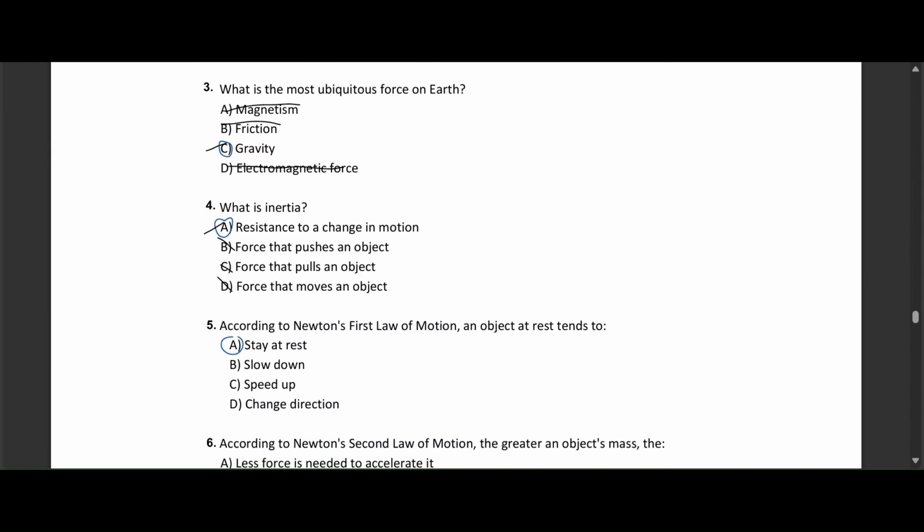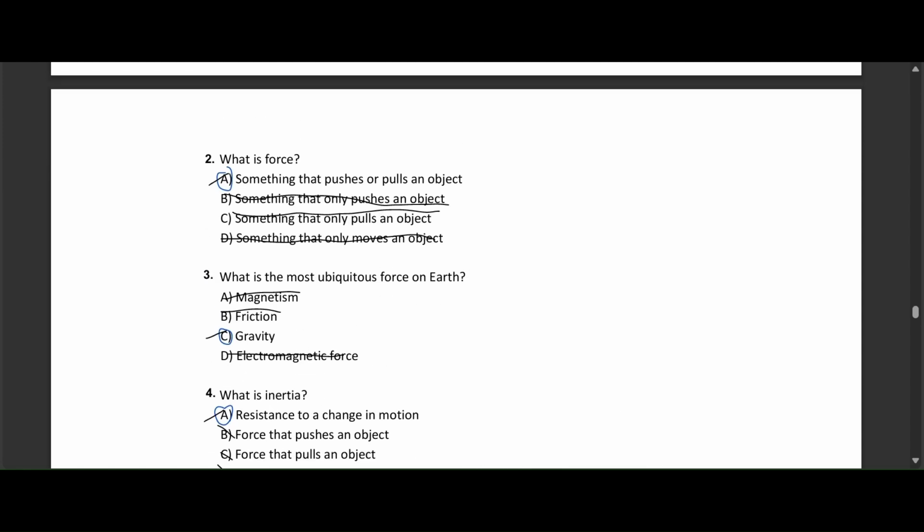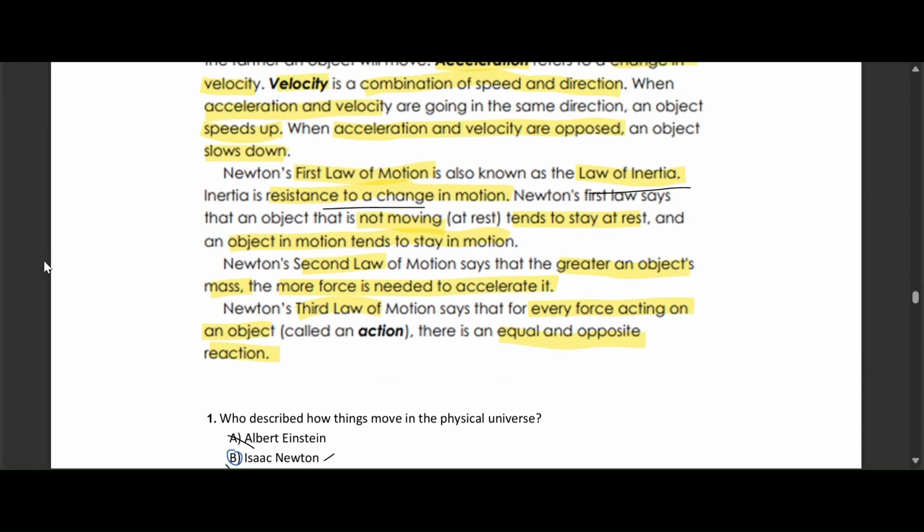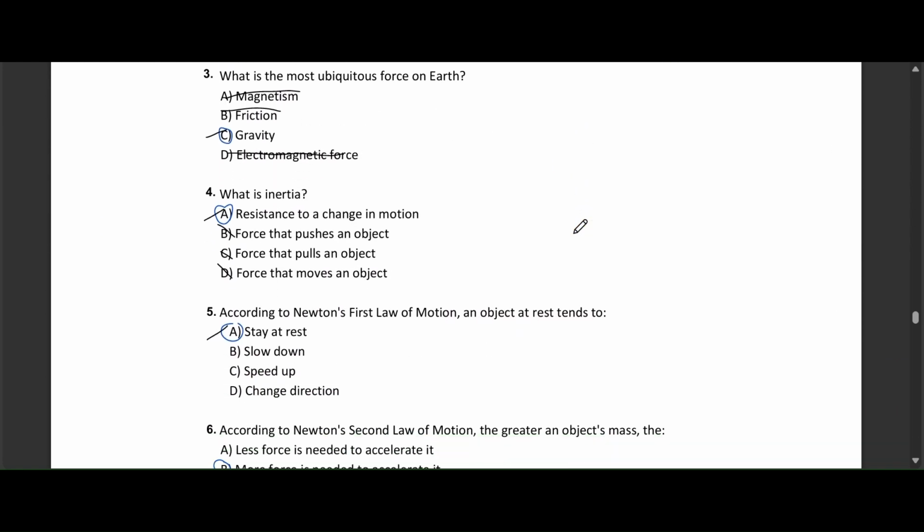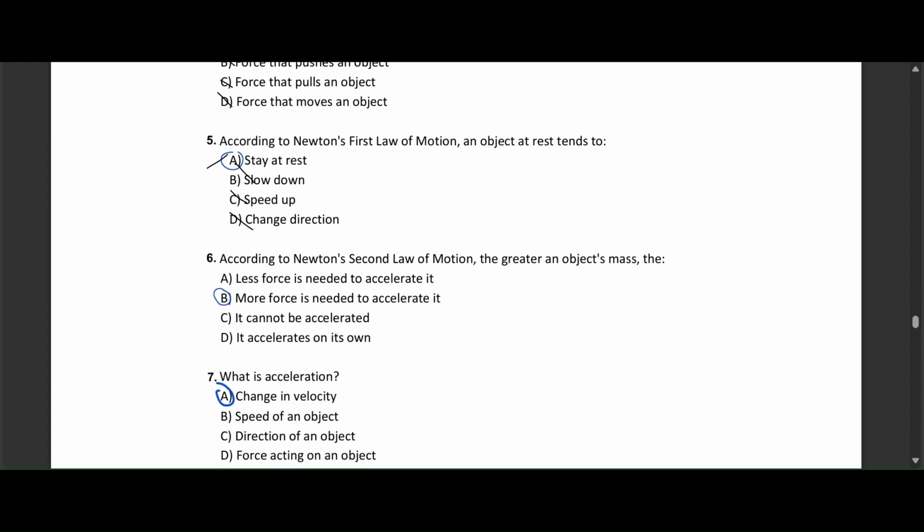Question 5. According to Newton's first law of motion, an object at rest tends to A, stay at rest, B, slow down, C, speed up, or D, change direction? The correct answer is A. Newton's first law tells us that an object at rest will stay at rest unless a force acts on it. Think of a book sitting on a table. It won't start moving until someone picks it up or pushes it. Option B is incorrect, because if the object is at rest, there's no motion to slow down. Options C and D suggest a change in motion, which won't happen without a force acting on the object. So the answer is A, stay at rest.